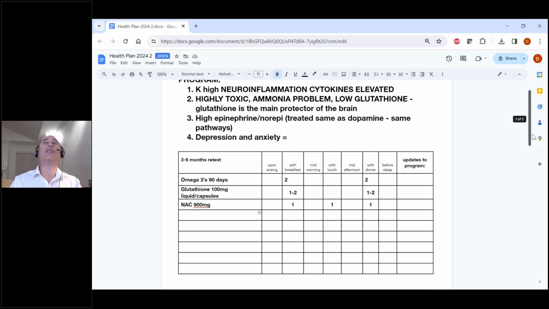Now, you're giving the NAC so it converts into glutathione. You're giving the glutathione because they need glutathione. And in order to make sure that that glutathione can get its job done, there's one key nutrient that you have to add. So I'm just going to say, what is that key nutrient? Somebody type it in. This is quiz time now. See if anyone gets it.